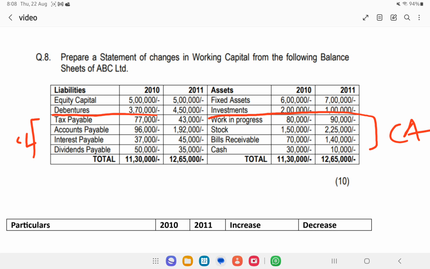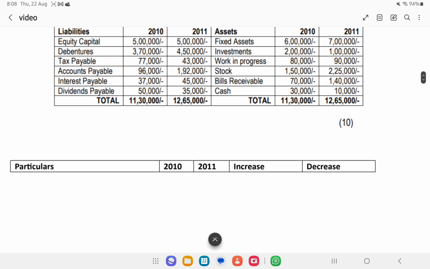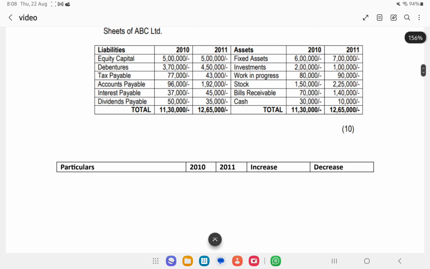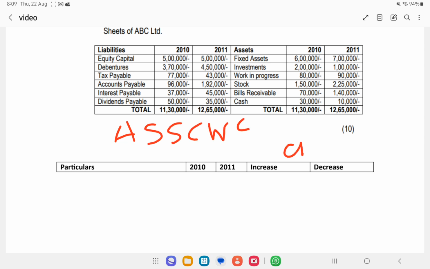Now it is easy for us to prepare a statement of changes in working capital, a statement showing changes in working capital, or a schedule of changes in working capital. I will just show you what you have to do. These are the headings you should write: particulars, the two years, increase or decrease. We can give a heading, a statement showing changes in working capital. Above here you can write change, because increase and decrease are changes that happen to the current assets and current liabilities.